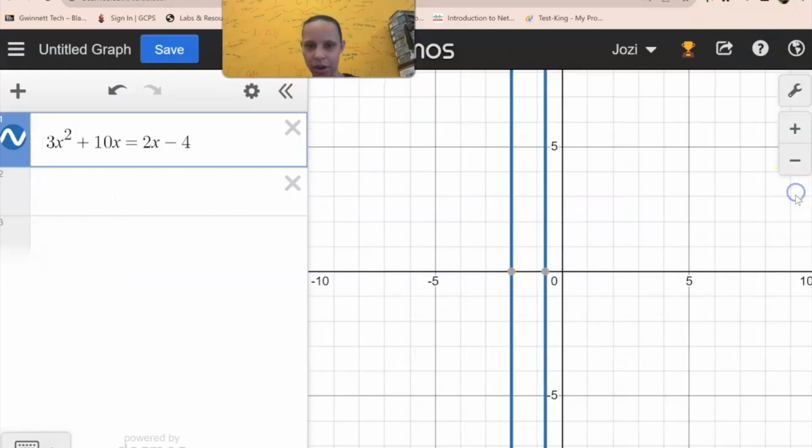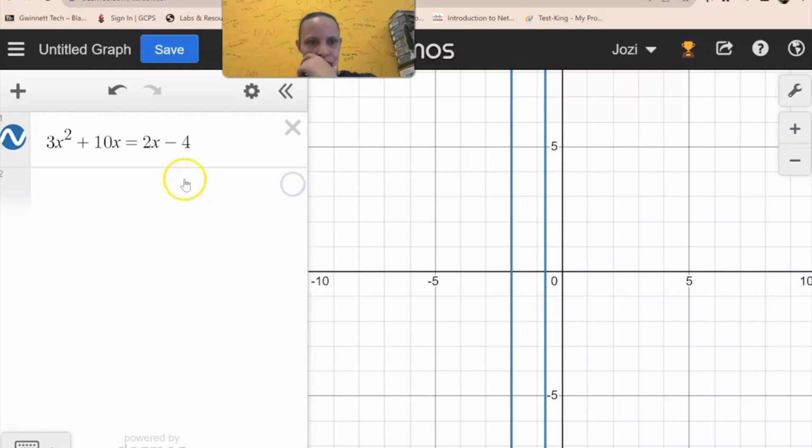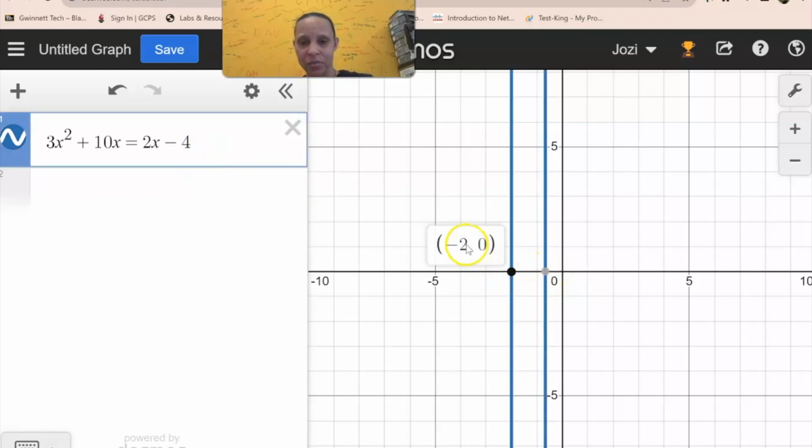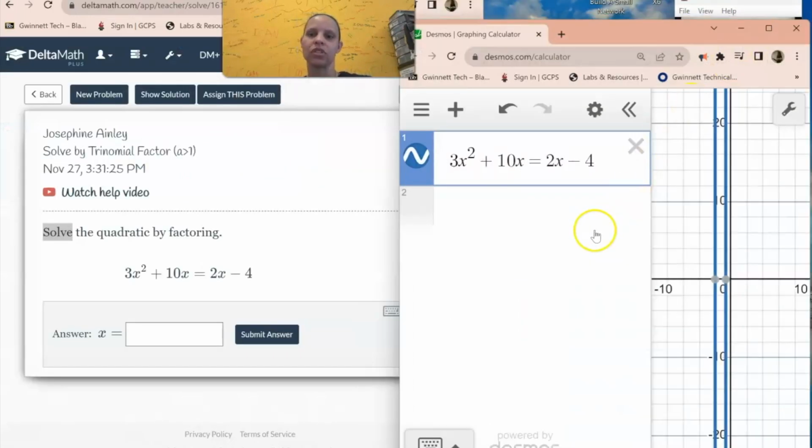Press home to see my graph. Here's my solutions right here. That's it. Oh, here's a problem. They're not going to want you to write it as 0. All right, so let's take a look at the solutions. The solutions are the x-intercepts. What does it cross? Negative 2. And what is this? Oh my gosh, it's a fraction. So we just have to write it in.